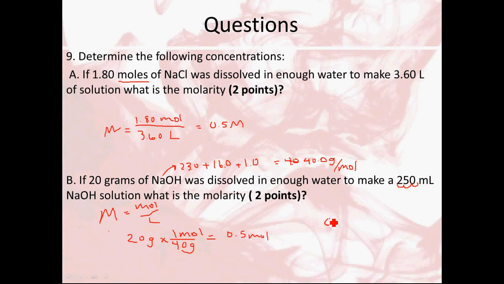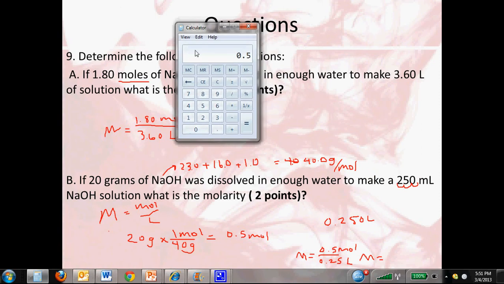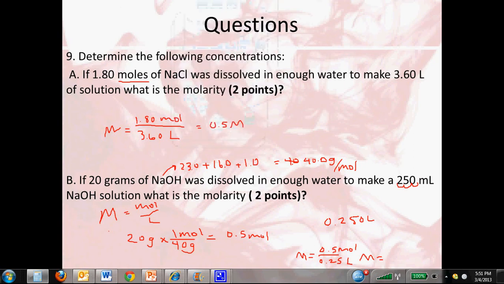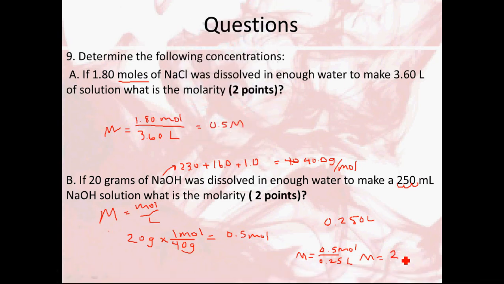So our bottom number is going to be 0.250 liters, and then we just divide the two numbers. So we have 0.5 divided by 0.25 going to equal our molarity. So our molarity is equal to, I know this is 2, but I just wanted to double check. Okay. Is equal to 2 moles per liter.